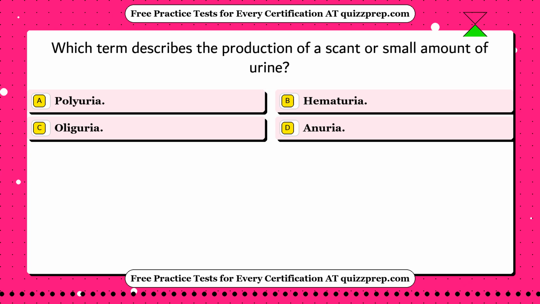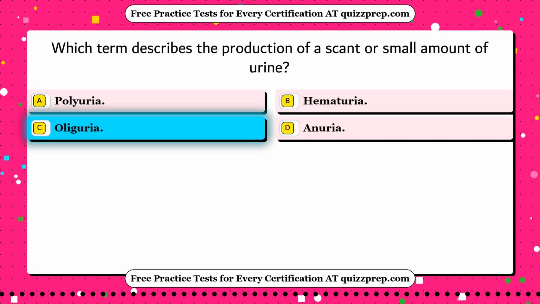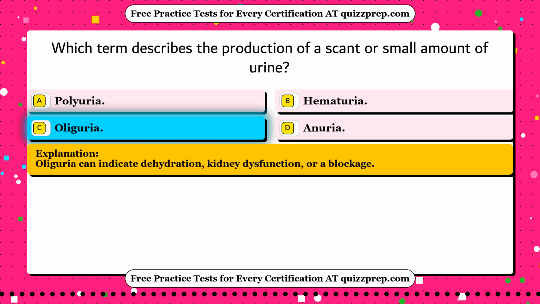Question 44. Which term describes the production of a scant or small amount of urine? Option A, polyuria. Option B, hematuria. Option C, oliguria. Option D, anuria. The correct answer is option C, oliguria. Oliguria can indicate dehydration, kidney dysfunction, or a blockage.